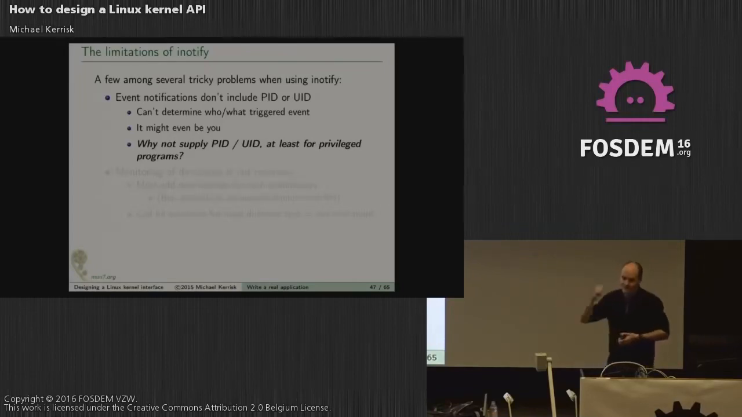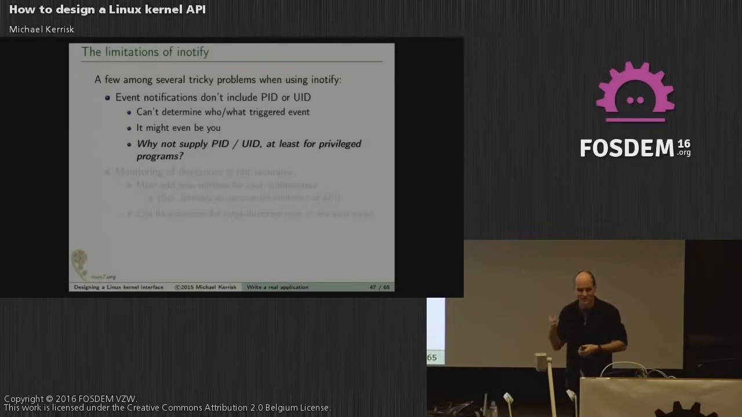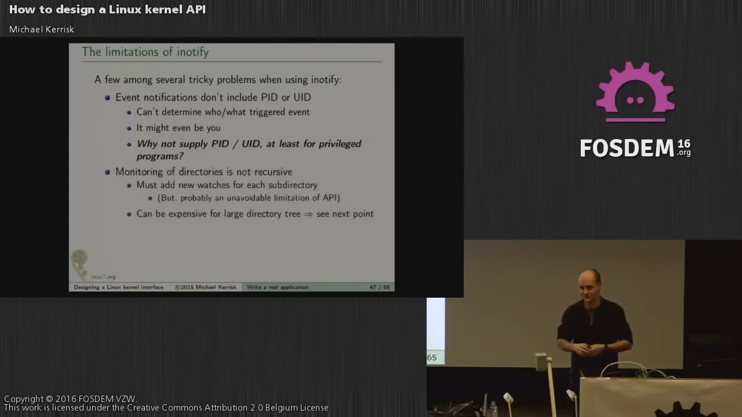So some people would say, if I give the UID and the PID as part of the notification, that's an information leak. Well, then maybe we restrict this just to privileged processes. Another aspect of iNotify, and I don't necessarily want to call this a fault actually, because I think it's an inevitable limitation of the API.